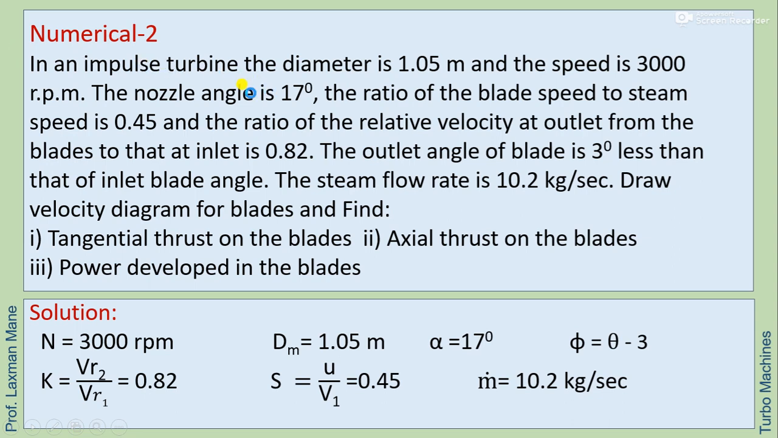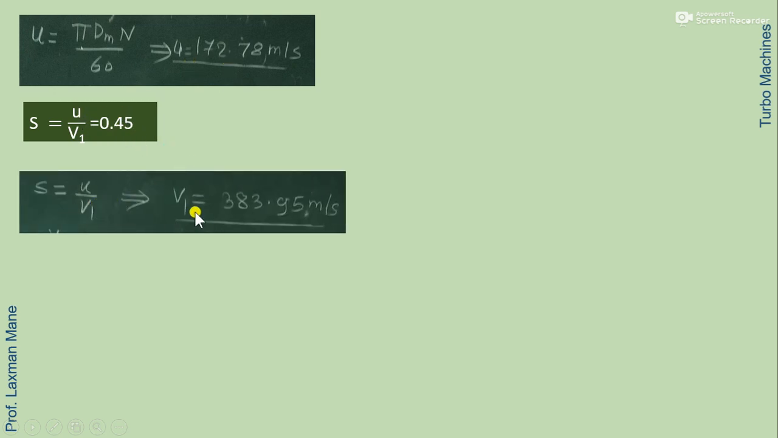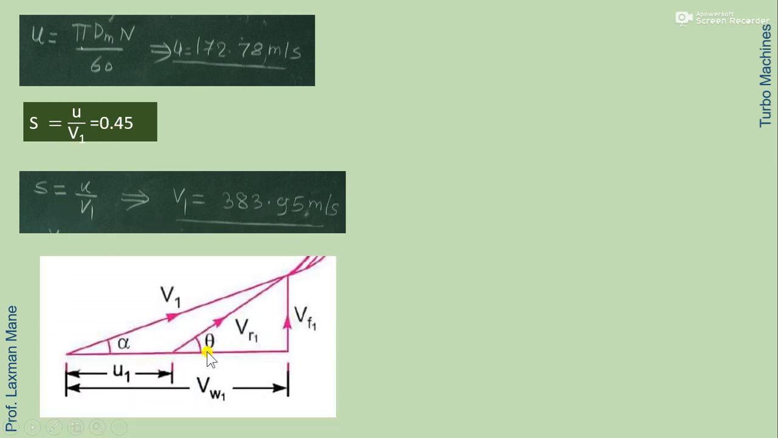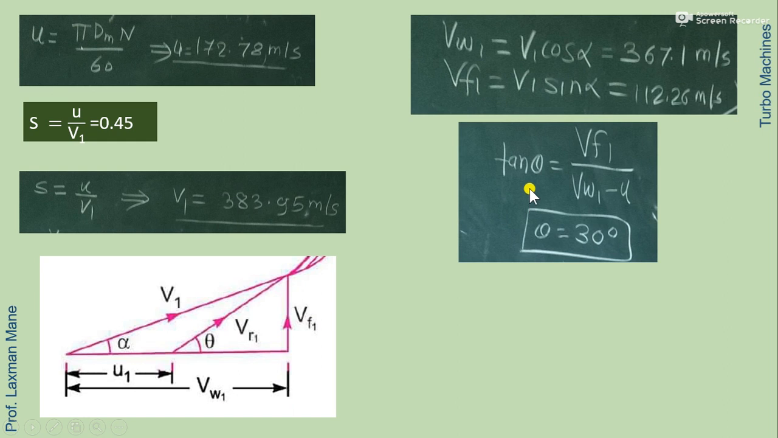So start with the blade velocity, that is U equals pi d n by 60. We can find U. This we use to find the value of V1 because the speed ratio is given. As we get V1, by using the inlet velocity triangle we can find VW1 and VF1. Then we can use the tan ratio. Putting the values, we get the value of theta. Then we know the relation between phi and theta, so from that we find the value of phi.